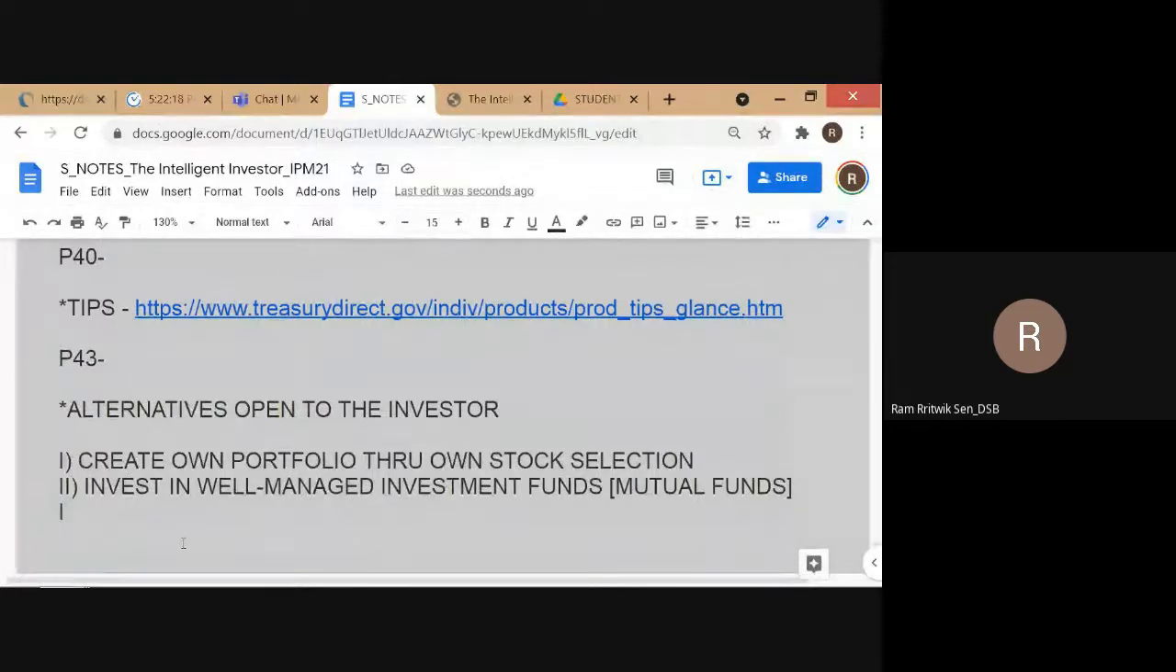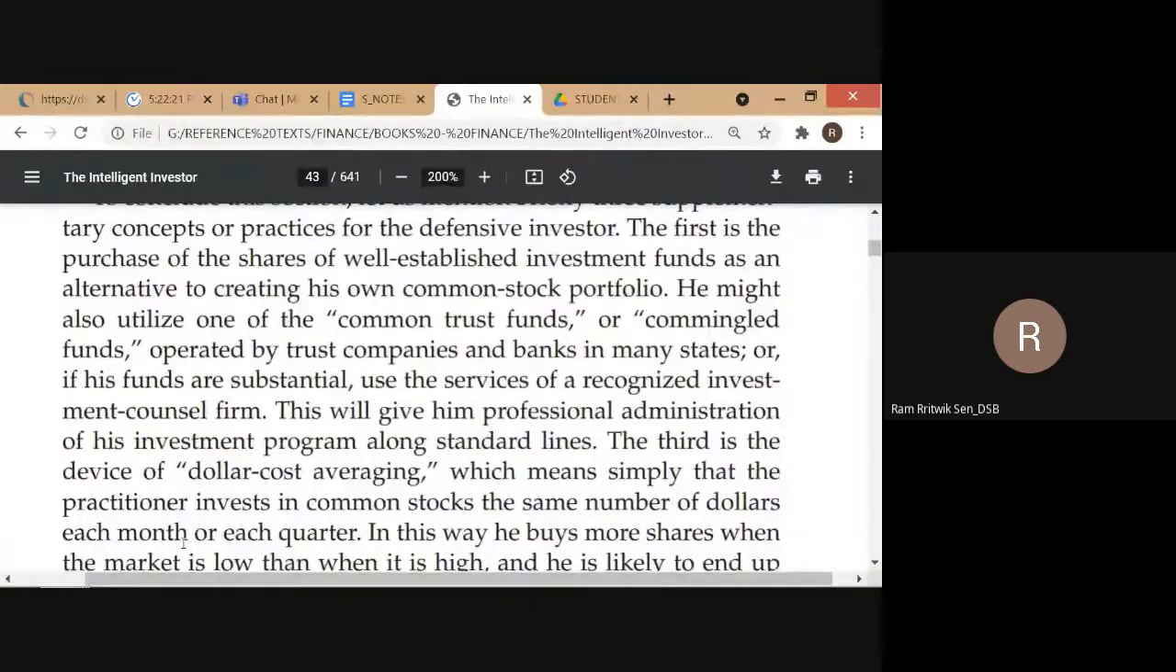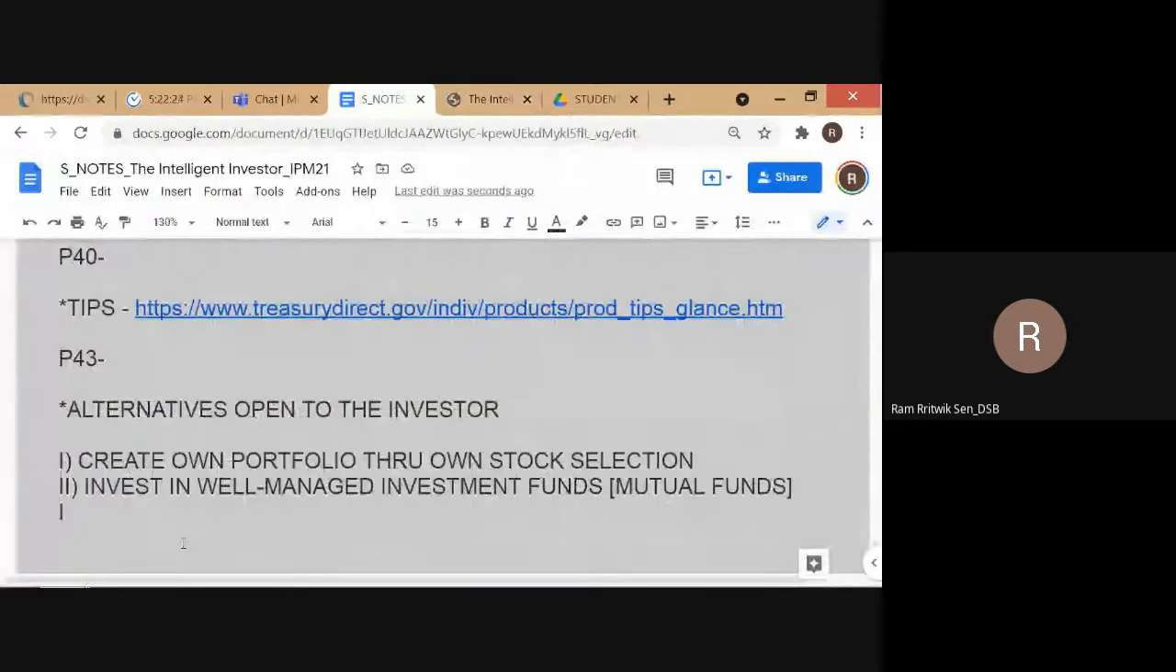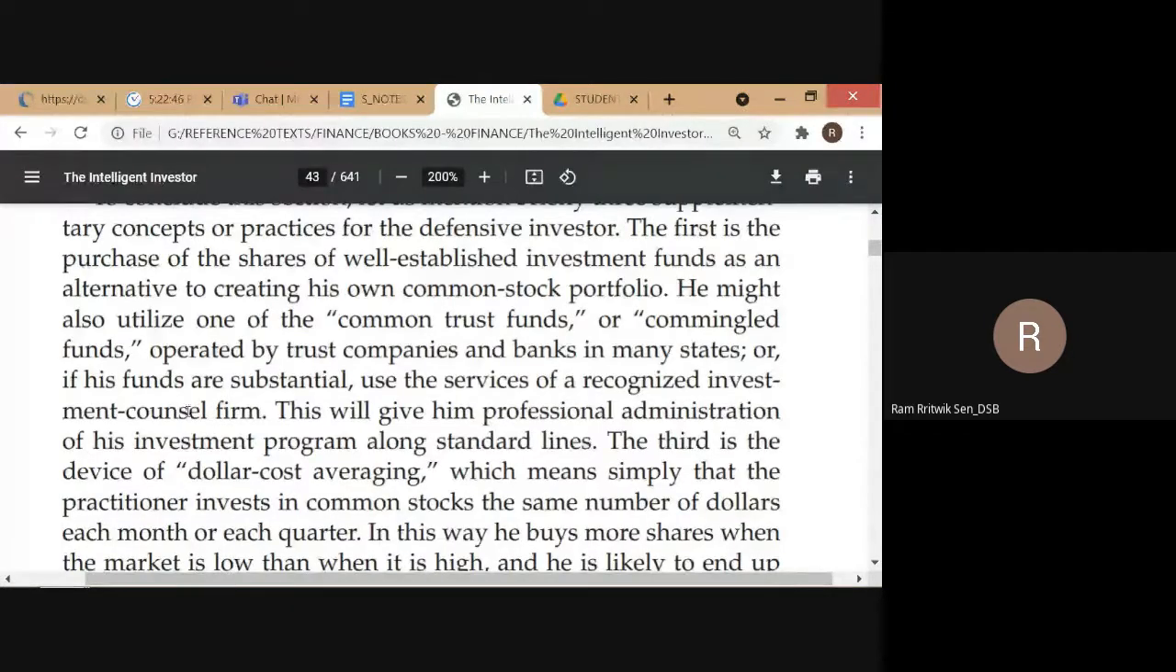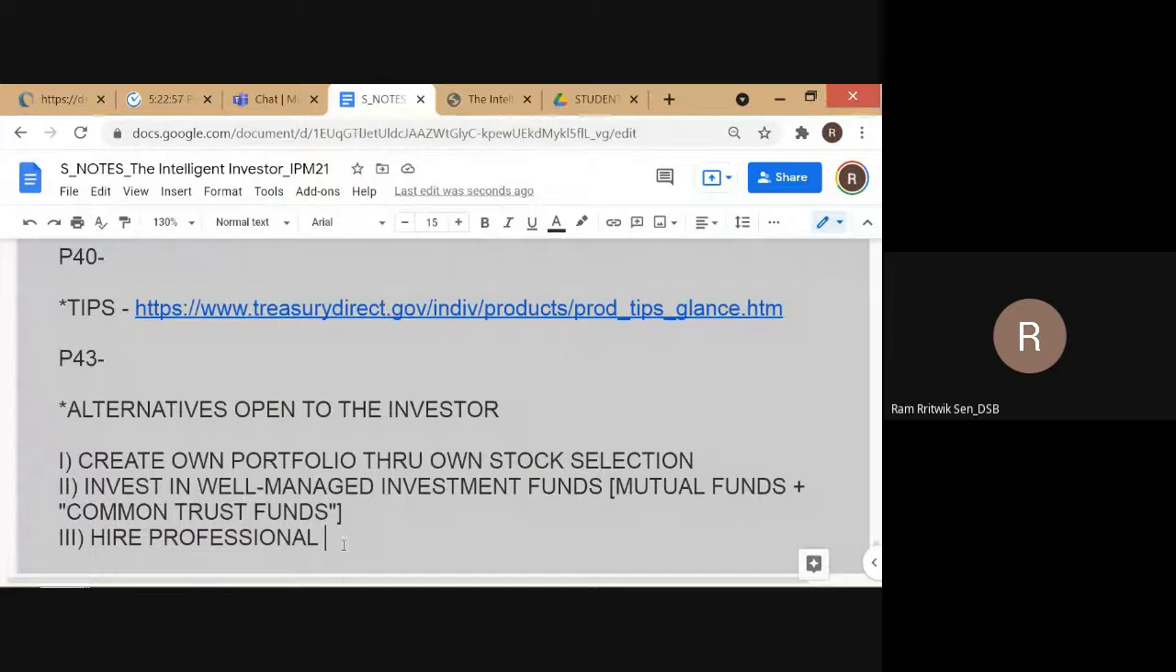How would you put the third option? Okay, well-managed investment funds, including common trust funds. Putting those into the same bucket, common trust funds, the same thing, funds managed by others, and hire professional. The third type he's talking about is basically a customized, it's like a managed account kind of thing.